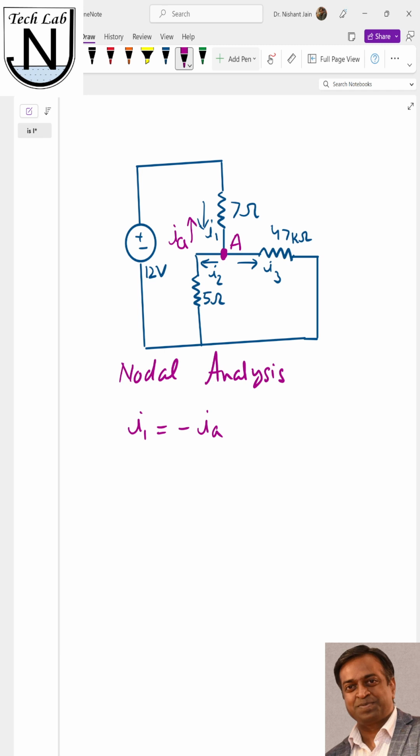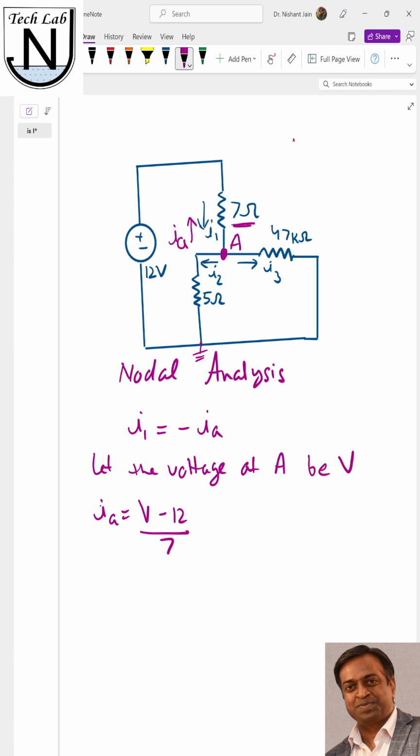The reason I did this is that I select the current direction such that it is going away from node A. Now let the voltage at A be V. If this is my reference, then for the branch having the resistance of 7 ohm, the current IA will be V minus 12 volt upon 7.